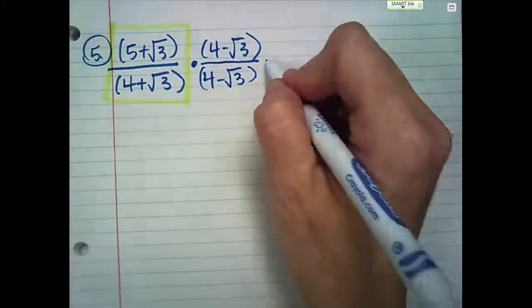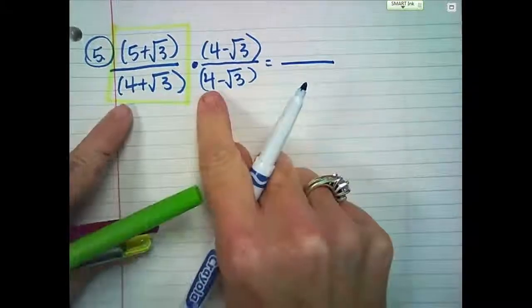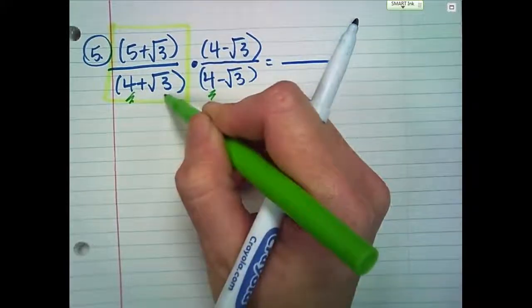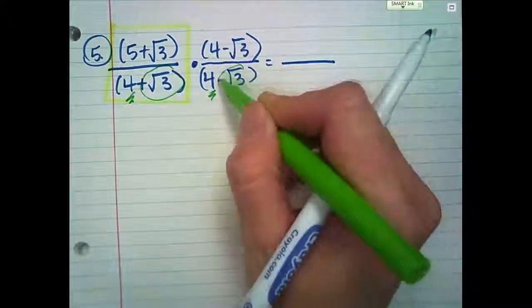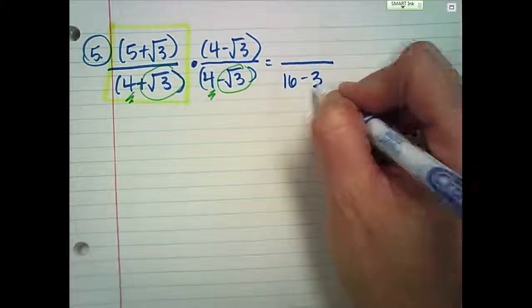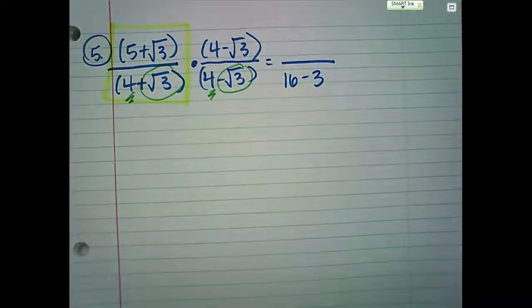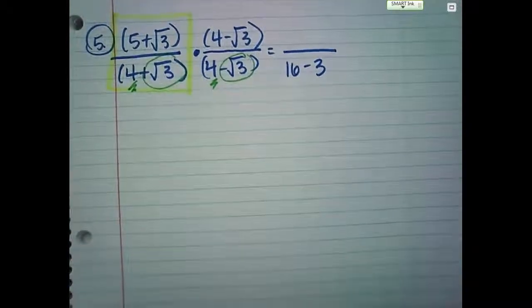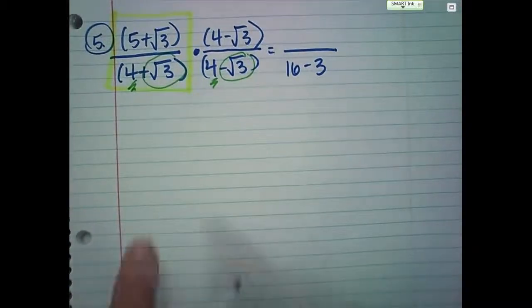In the denominator, that's going to give us 4 and 4. Remember, firsts and lasts. So you do 4's together and the root 3's together. So 16 minus 3. What about the numerator? Good. Kids are going to want to do first and last in the numerator. Right? Because we've just been first and lasting everything we've done, right? So you just think, well, we've been doing it, go with it.